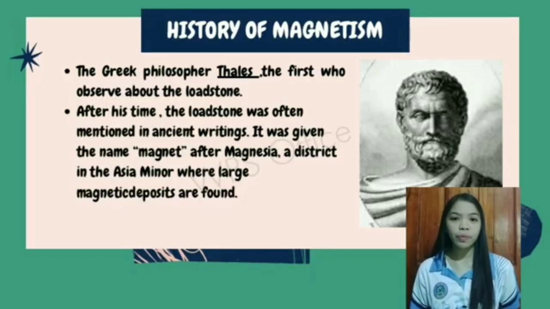The Greek philosopher Thales, who lived during the 6th century BC, is said to have been the first to observe this property. After his time, the lodestone was often mentioned in ancient writings. It was given the name magnet after Magnesia, a district in Asia Minor where large magnetic deposits are found.